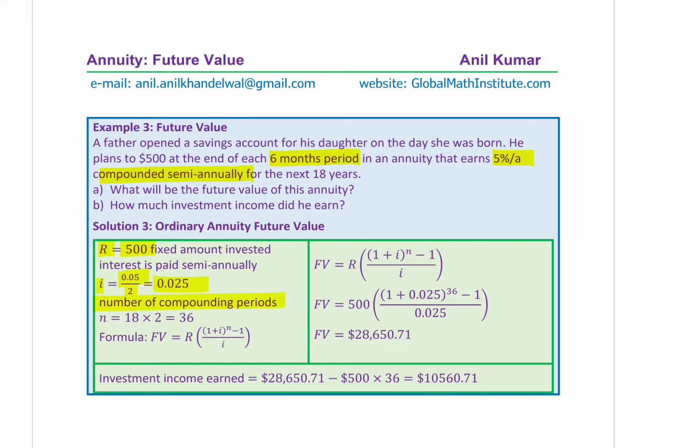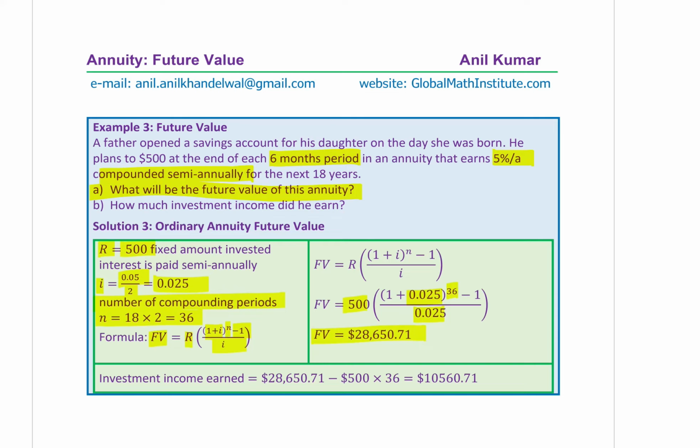The number of compounding periods will be twice the number of years, since the deposits were made 36 times and the amount will be compounded 36 times. The future value, as we derived the formula, will be R times (1 plus i) to the power of n minus 1, divided by i, right? So that is the formula for the future value. Substituting the values, we can calculate that the future value for this particular investment is $28,650.71. So that is how we are going to do part A.